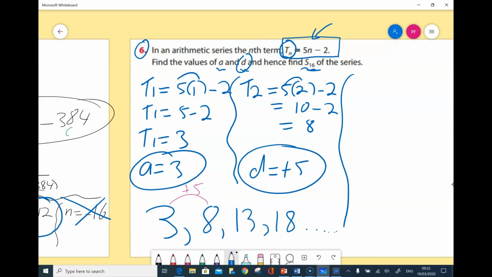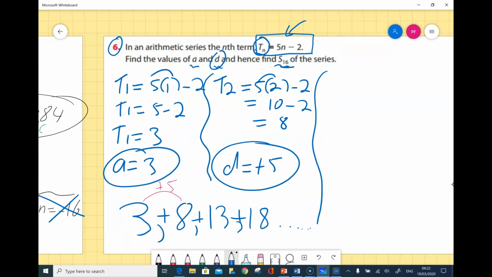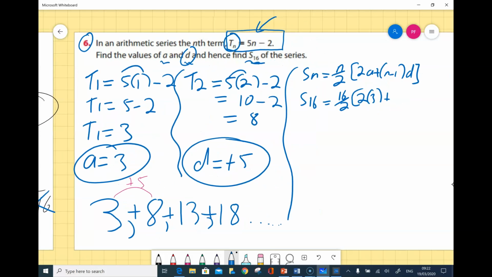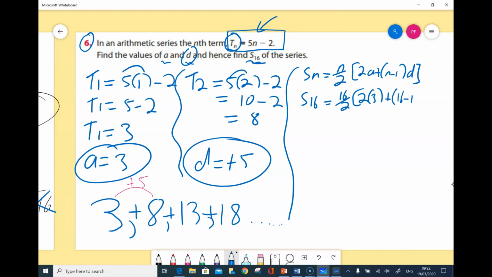So now they want me to find S16. That means they want me to add up the first 16 numbers. So we use our Sn formula. Sn equals n over 2 times 2a plus n minus 1 times d. Fill in what we know. Well, it's S16 they're looking for. So it's 16 over 2 times 2 times the first term, which is 3, plus n minus 1, which is 16 minus 1, times the common difference, which is 5.